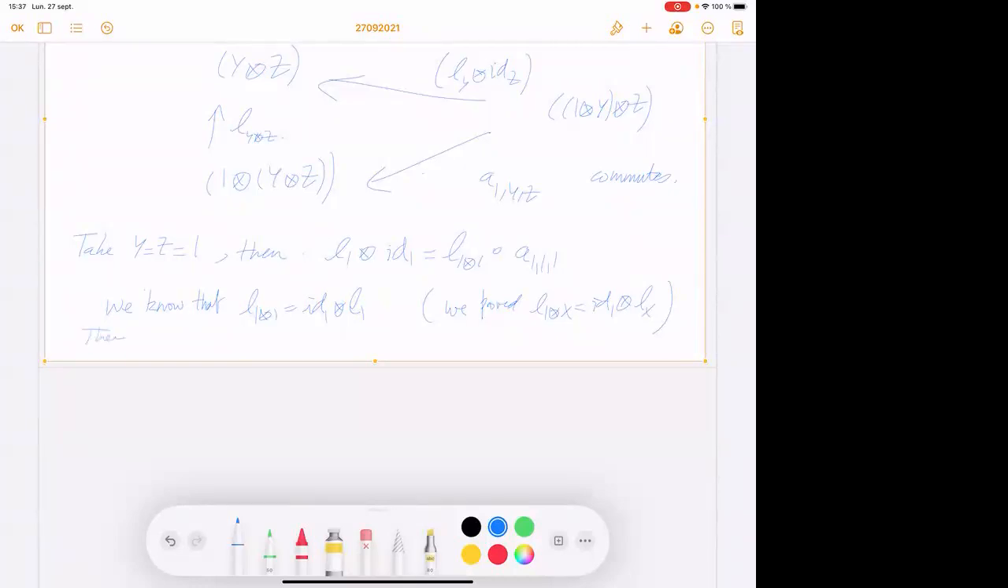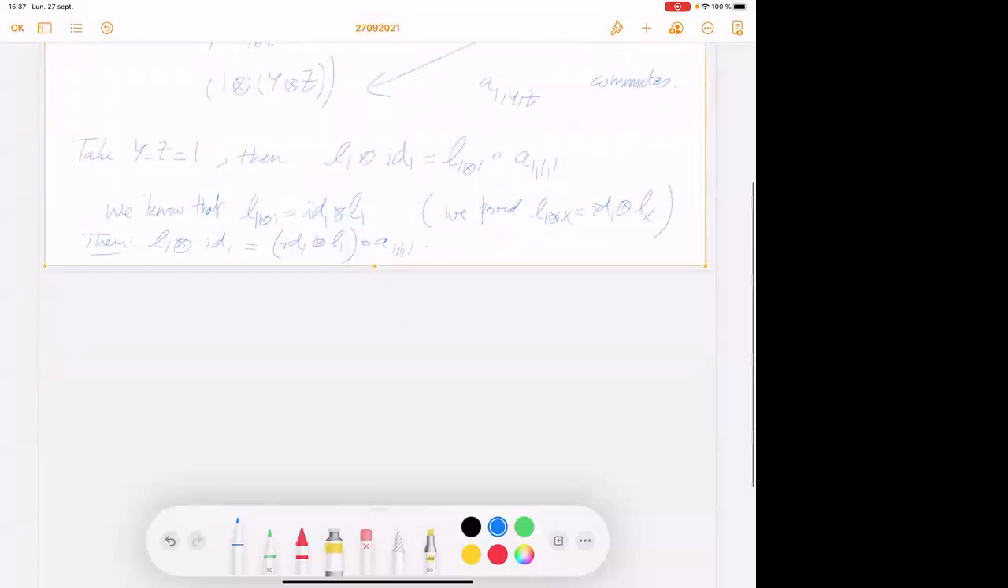Then L1 tensor ID1 equal to ID1 tensor L1 composed with A1, 1. Okay, so we have that. Now, we will use the first triangle we proved last time.